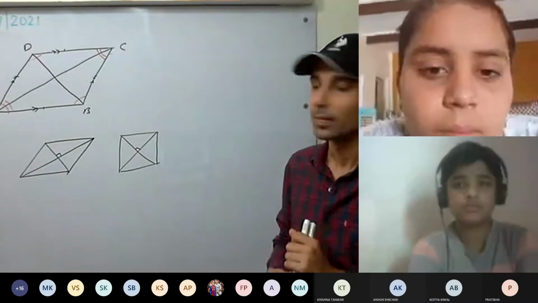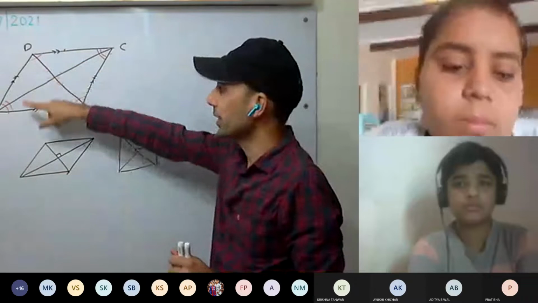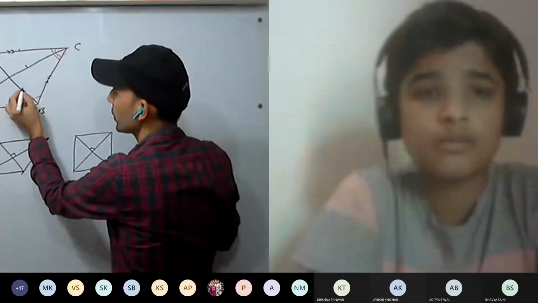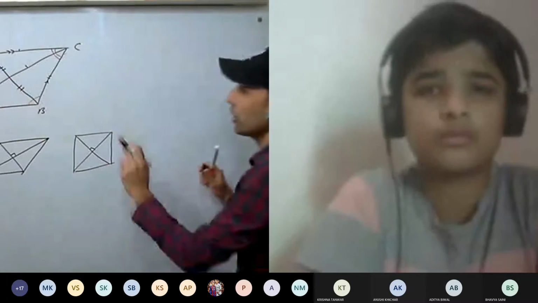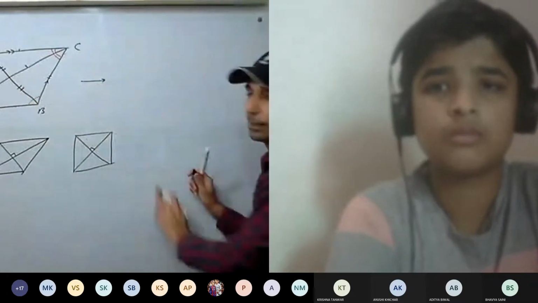No, they do not bisect. Okay, in a parallelogram they do not bisect the angles. They bisect each other. It means this is equal to this one. This is equal to this one. Okay. Now in a parallelogram, if I make any one angle 90 degrees, what will this figure become?